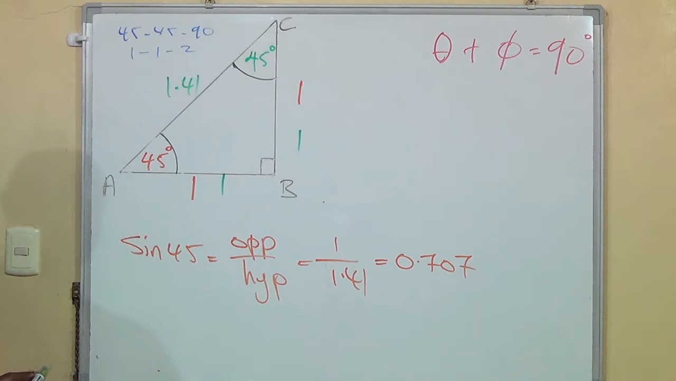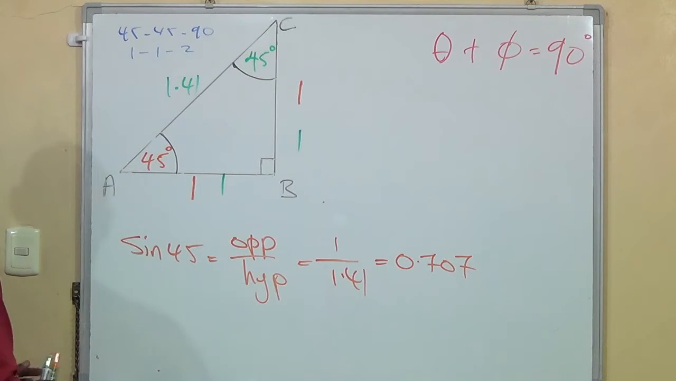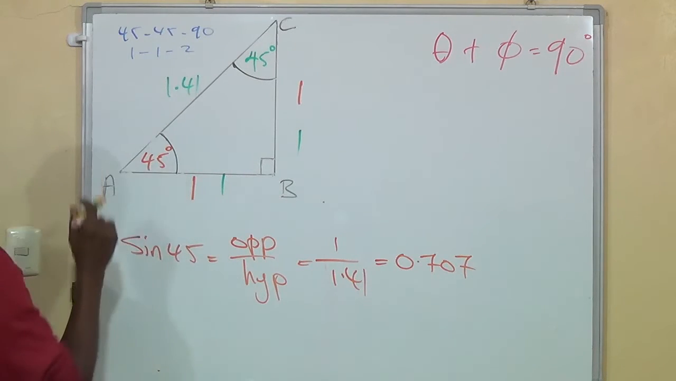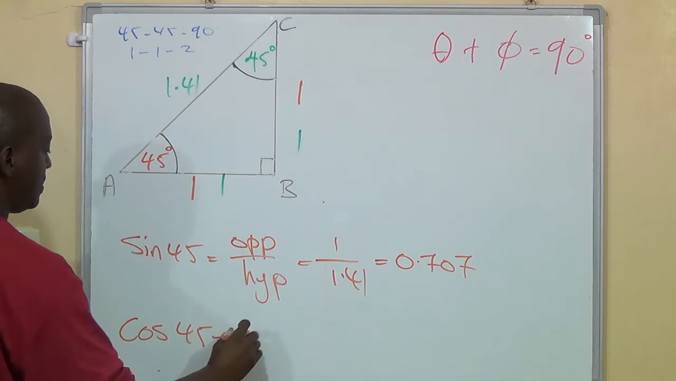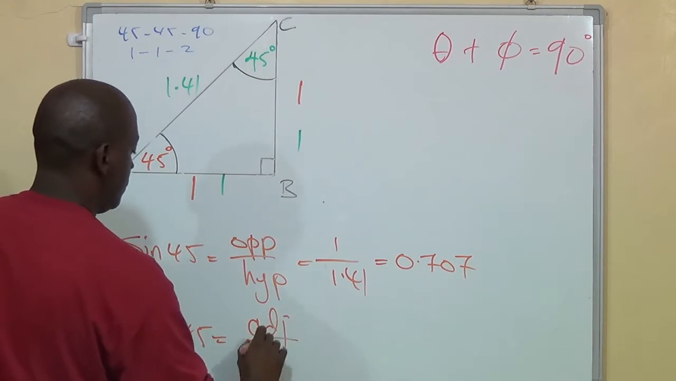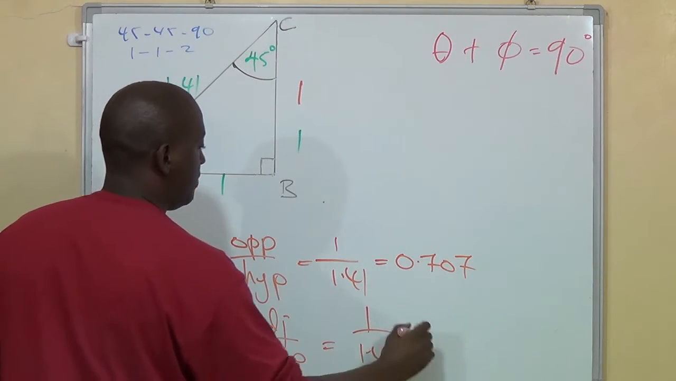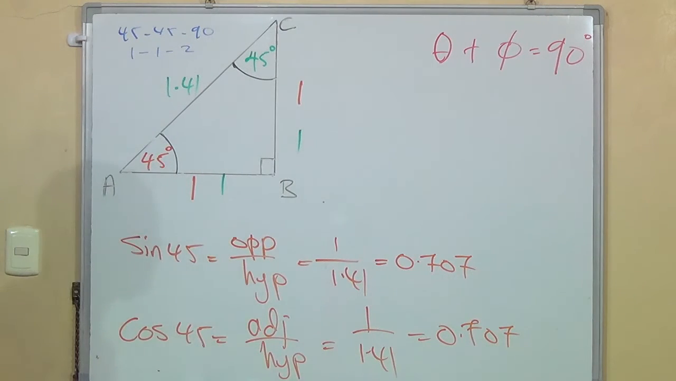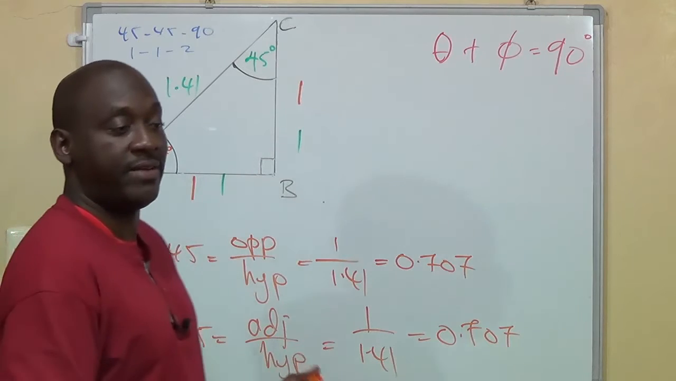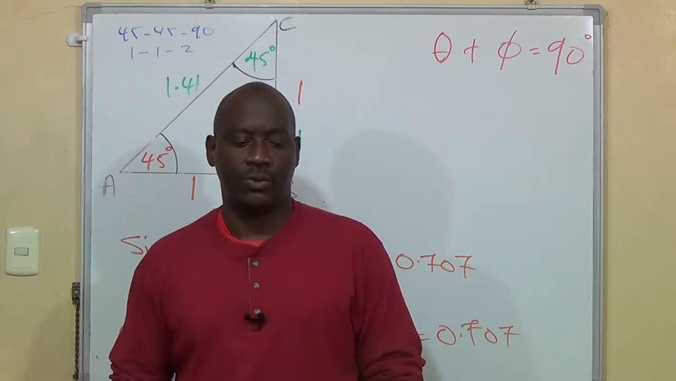And if we try to find the cosine of 45, let me use this 45. Cosine of 45 is adjacent over hypotenuse, the same 1 over the same 1.41. So the cosine of 45 is equal to the adjacent over hypotenuse, which is equal to 1 over 1.41, which is the same 0.707. So in other words, the sine of 45 is equal to the cosine of 45. Alright?